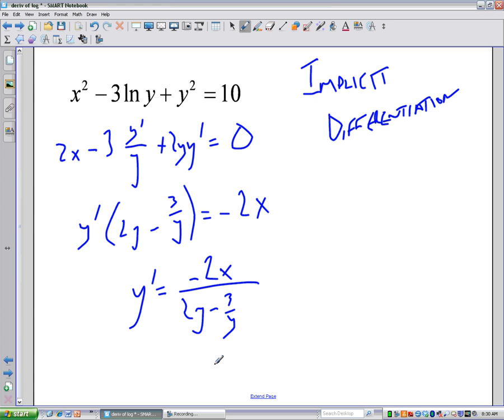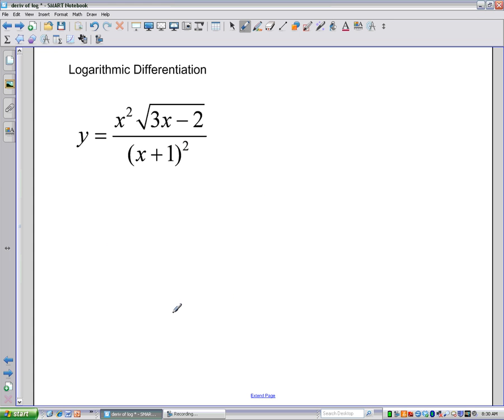Implicit differentiation. Get a video for that if you need it. So you're just including the y primes, getting all the y prime terms together, the not y prime terms together, factoring it out. And once you've factored it out, we're trying to figure out what y primed is, so we just divide by the parentheses stuff. Implicit differentiation. Still hanging around.